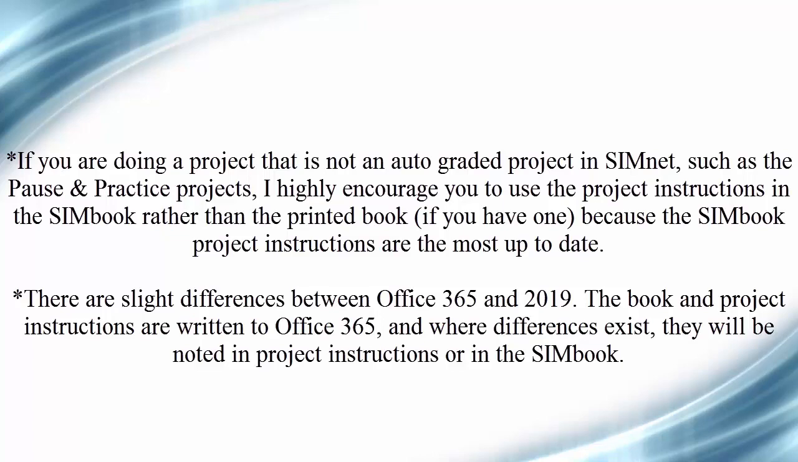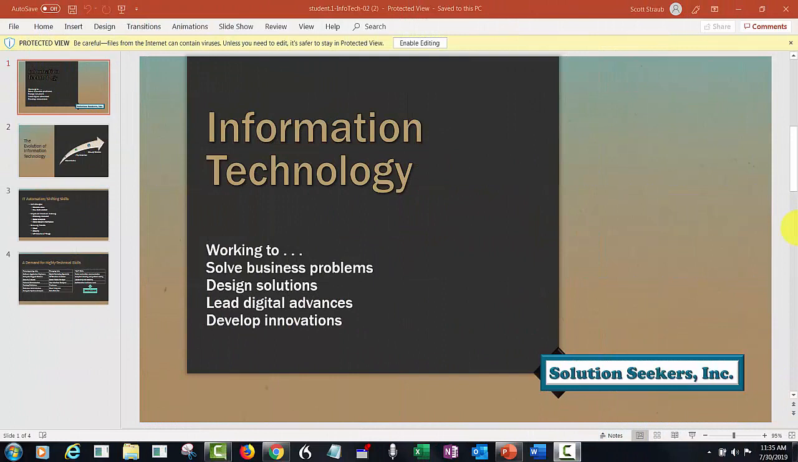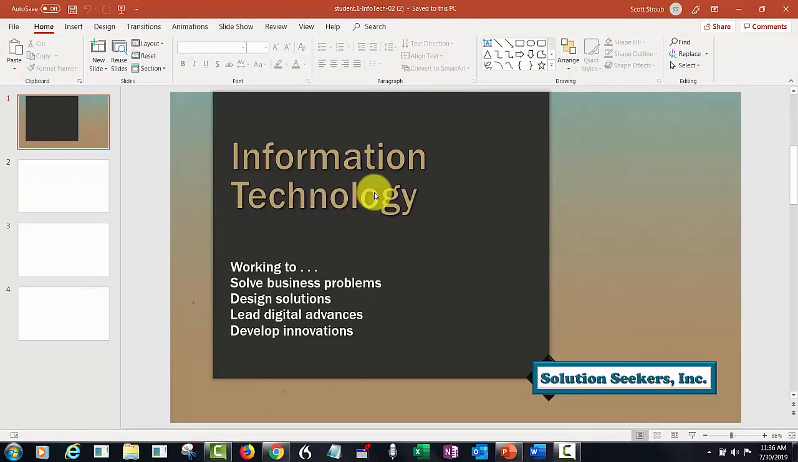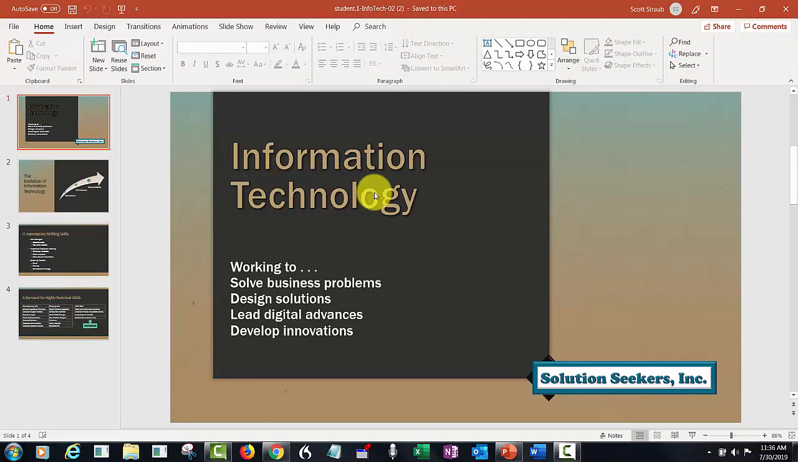Okay, let's begin. Step 1 has us open up the start file. That's what you see right here. And if it opens up in protected view, simply double click the enable editing button so you can work with it. That completes step 1. Step 2 simply says to rename this particular file if you're instructed to do so. Otherwise, you can leave it as is. That's up to you and or your instructor.